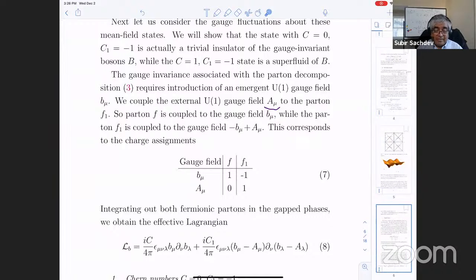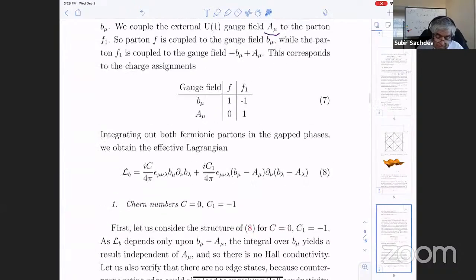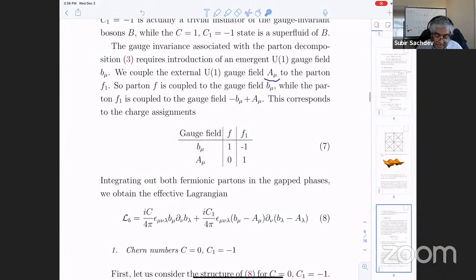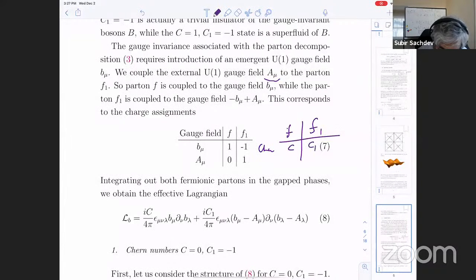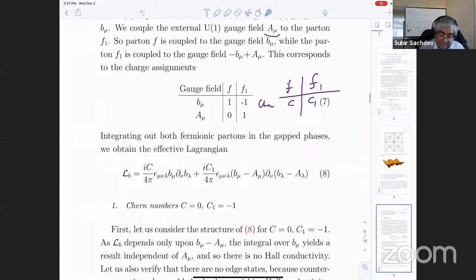Okay, so let's first look at the bulk theory. Imagine that here there's another table, with F and F1, and then you have Chern numbers. Right now the Chern numbers are C and C1, just call them general C and C1. Okay. Then what happens when you integrate out the fermions?